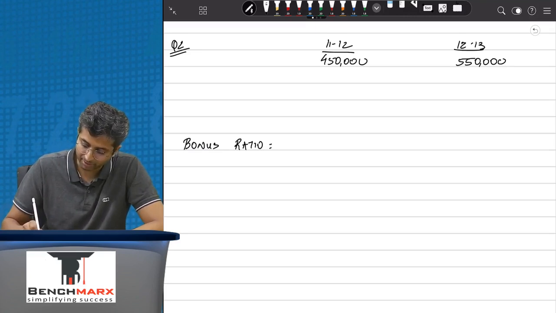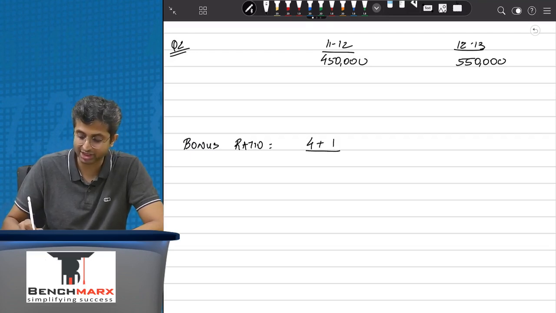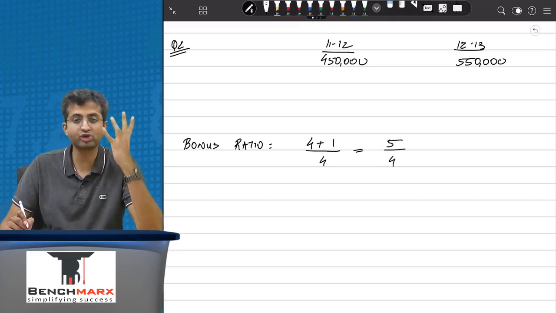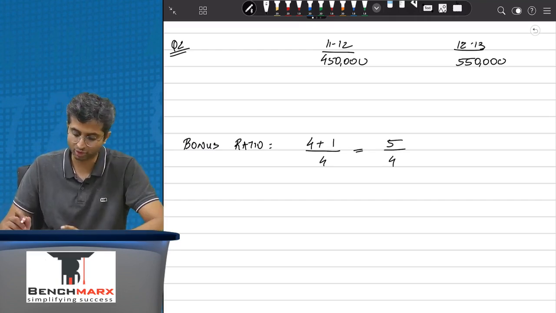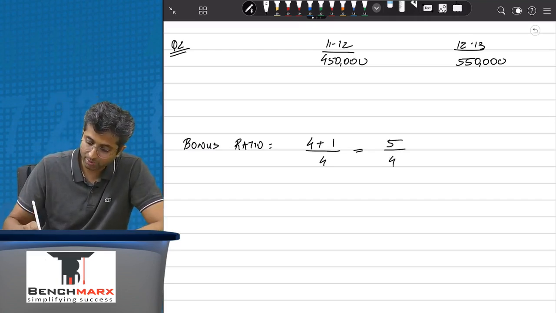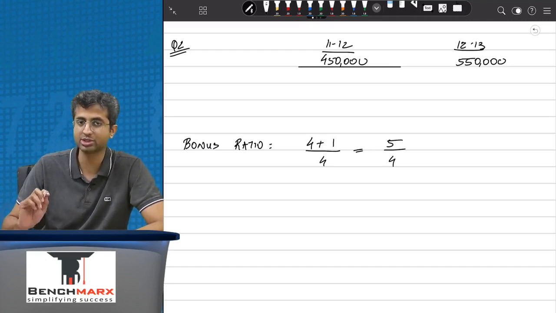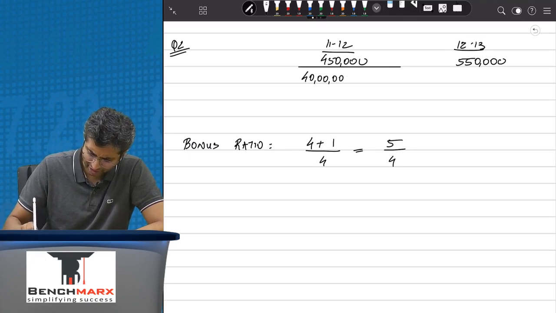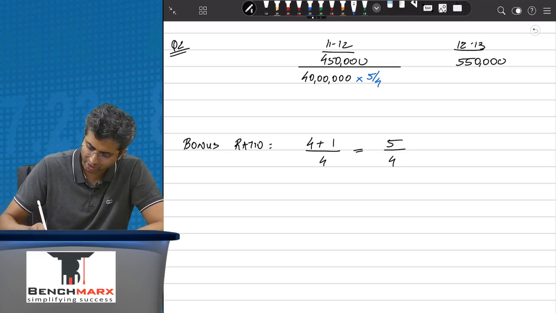So bonus ratio is the number of shares post-bonus upon the number of shares pre-bonus. So 4 shares, on which 1 share is given as bonus, so 4 plus 1, that is equal to 5, upon 4, which means if you have 4 shares pre-bonus, it will become 5 shares post-bonus. So over here you will multiply this to the number of shares which are outstanding prior to the date of bonus. Prior to the date of bonus, there were 40 lakh equity shares outstanding, on which 5 by 4 you will multiply, and this was outstanding for the entire year, so into 12 by 12.